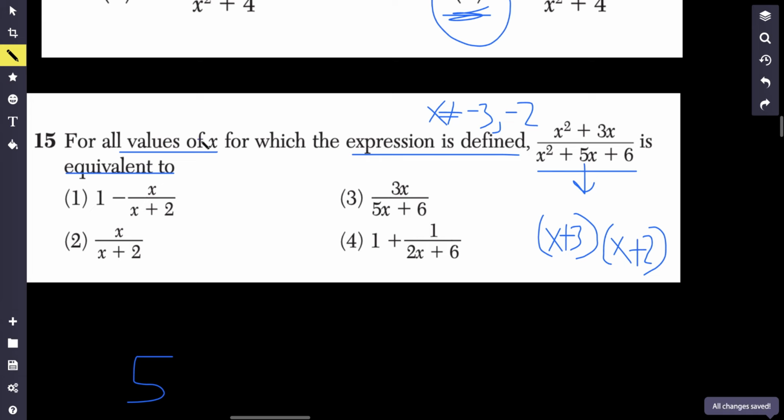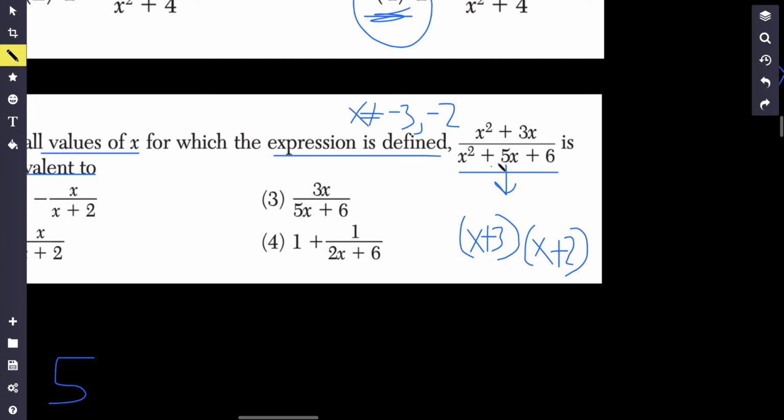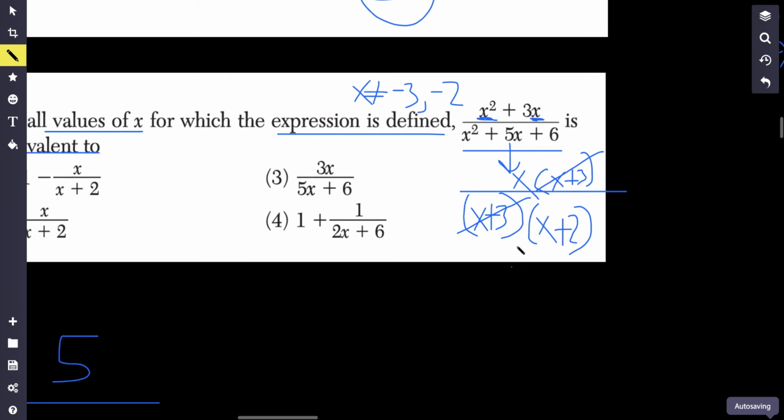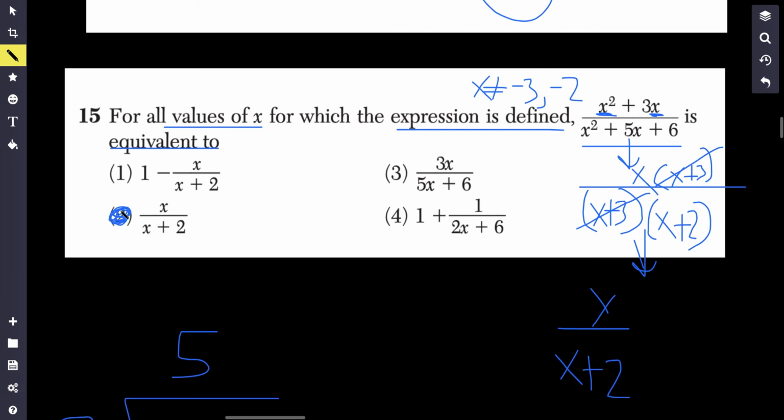So when saying for all values for which this expression is defined, it's basically saying for all values of x that are not equal to negative 3 and negative 2, so they do have a defined value, right? What is this equal to? Now for my numerator, I can factor out an x from these two terms. So I get x times x plus 3. And notice how my x plus 3 and x plus 3 cancel out, right? So I'm just going to be left with x divided by x plus 2. And that's going to be my answer, which is number 2.